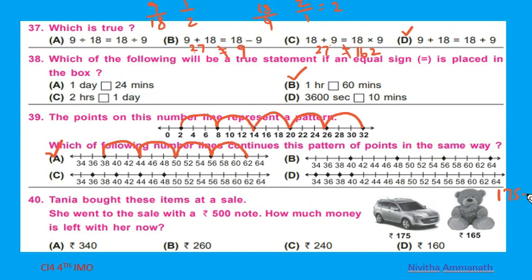175 plus 165. 5 plus 5, 10, 0, 1 carry over. 7 plus 6, 13, plus 1 is 14, 4, 1 carry over. 1 plus 1, 2, 2 plus 1, 3. 340. How much money is with her? 500. So 500 minus 340. 0 minus 0, 0. 0 minus 4 is not possible. So from here, 10 minus 4, that is 6. 4 minus 3, 1. 160 rupees left with her.